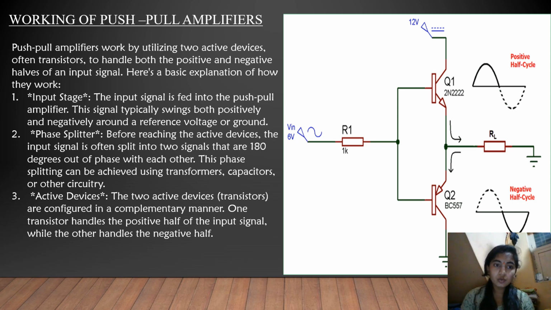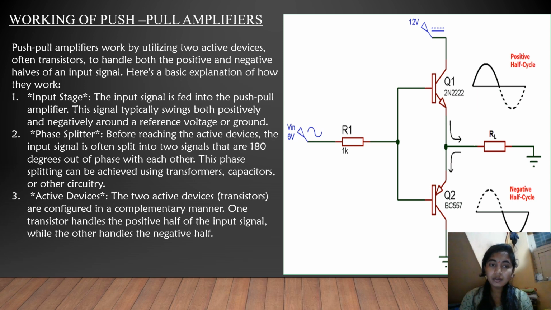First, the input stage. The input signal is fed into the push-pull amplifier. Here, the signal typically swings both positive and negative around a reference voltage or ground. Next, the phase splitter. Before it reaches the active devices, the input signal is divided into two signals that are 180 degrees out of phase with each other. This 180-degree phase splitting can be achieved using transformers, capacitors, or other circuitry.